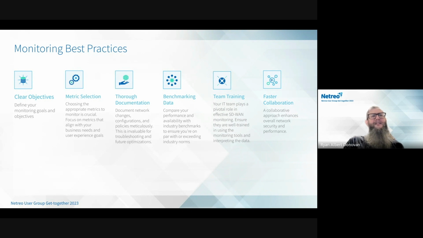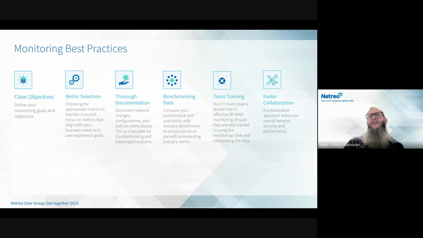Your IT team plays a pivotal role in effective SD-WAN monitoring. Ensure they're well trained in using the monitoring tools and interpreting the data. And foster collaboration. Enabling cross-functional collaboration between your network and security teams with a collaborative approach enhances overall network security and performance. Conduct periodic reviews. Regularly review the performance and effectiveness of your SD-WAN monitoring strategy. Identify areas of improvement and make necessary adjustments.